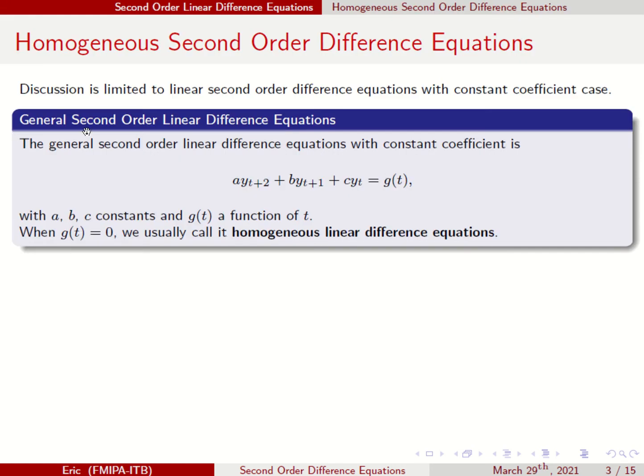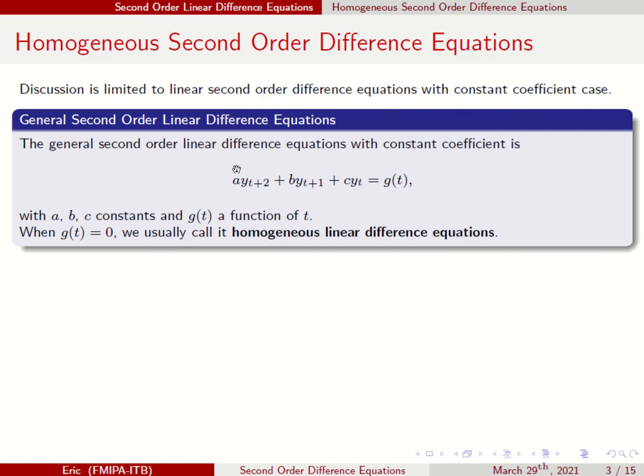Our discussion is limited to a linear second order difference equation with constant coefficients. That is, A, B, C are just constants, not functions of t, and this equals g_t. When g_t is 0, we call this the general second order linear difference equation with constant coefficients, that is, the homogeneous linear difference equation.